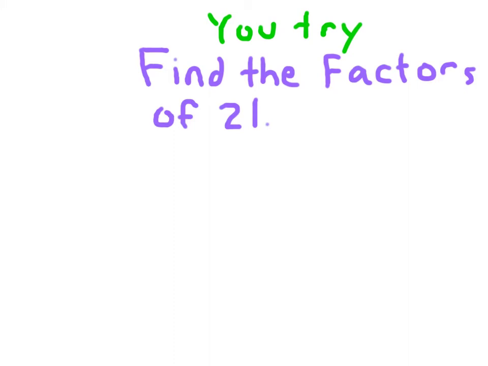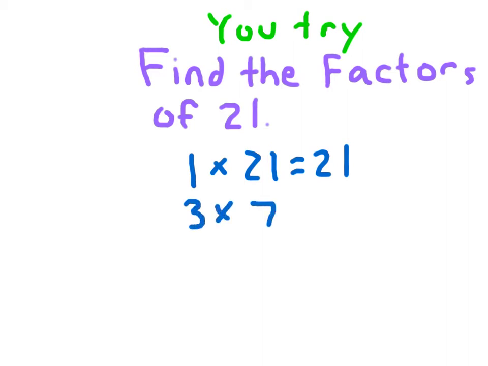I'd like you to try to find the factors of 21. Go ahead and hit pause. Did you write down all your multiplication facts for 21? 1 times 21 equaling 21. It is not an even number, so we can't use 2. We can use 3 because 3 times 7 is 21.